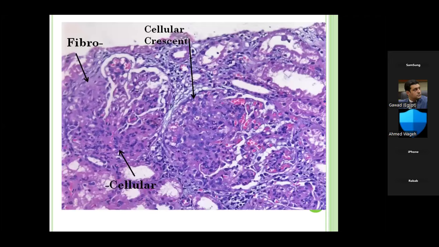Let's see this picture for a case. This was a patient with systemic lupus with crescents. Can you appreciate here one type of cells or a mixture of cells? This is a mixture of cells. We can appreciate here, this is probably a proliferating podocyte with a large nucleus.